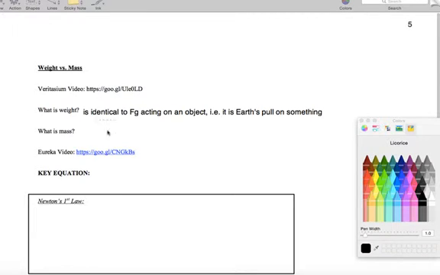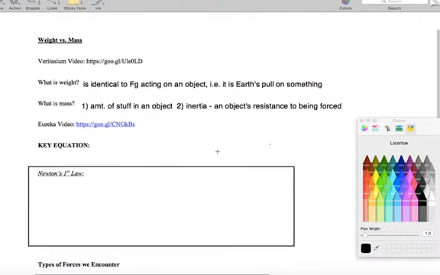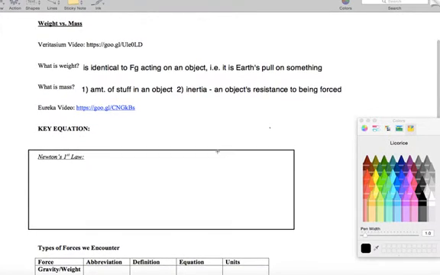You have weight on the moon because the moon has a gravity field, but it's going to be a little bit less since that pull is less. Now, mass, we got two definitions. Number one, it's the amount of stuff in an object, which you can talk to a chemistry teacher about what that means. But in physics, we have a totally different, identical definition. Mass is totally equivalent to the term inertia, which is an object's resistance to being forced. And we actually watched a little Canadian video in which we described this inertia thing.